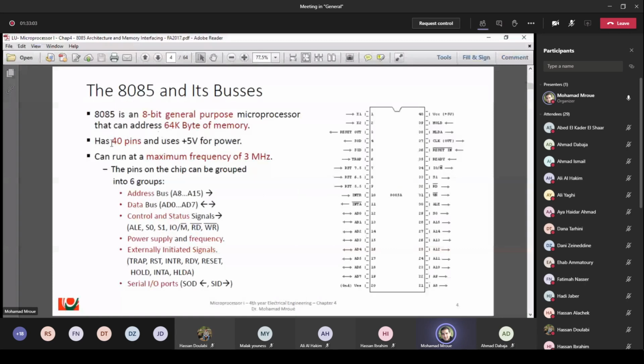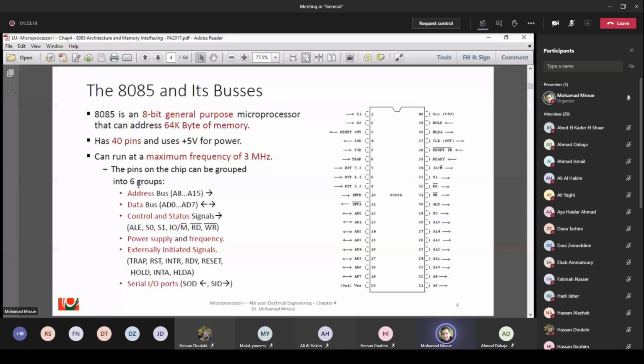It has 40 pins, as you can see here. These are all the pins of the 8085. It can run at a maximum frequency of 3 megahertz. The pins on the chip can be grouped into 6 groups.